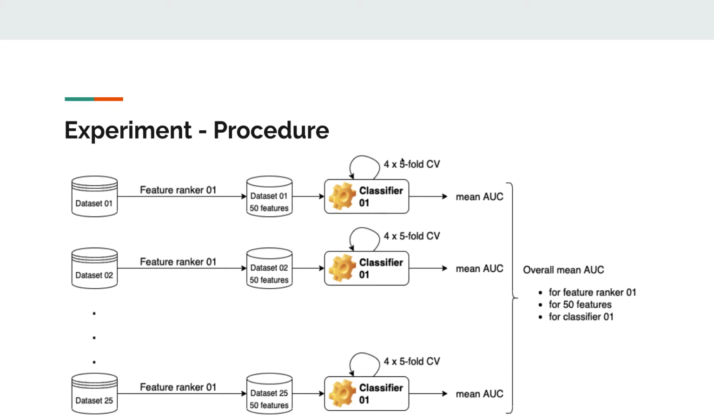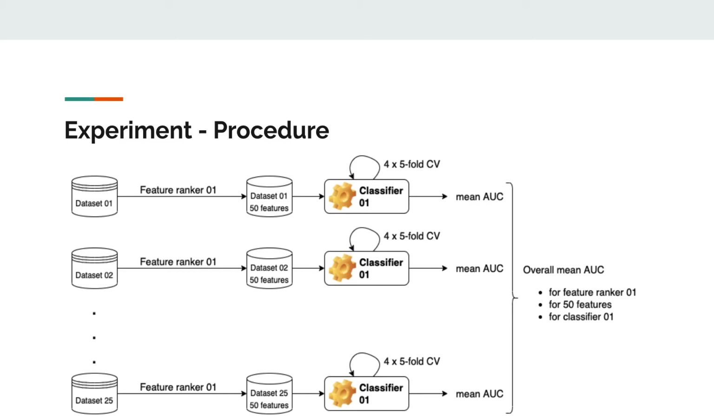Now the AUC of the 4 rounds of cross-validation is averaged as the output of the performance of classifier 1 relative to dataset 1. And then we obtain this average AUC for all of the 25 datasets, and then we average them again to obtain an overall mean AUC value. And this overall mean AUC value represents the model performance given feature ranker 1, 50 features, and modeled by classifier 1.